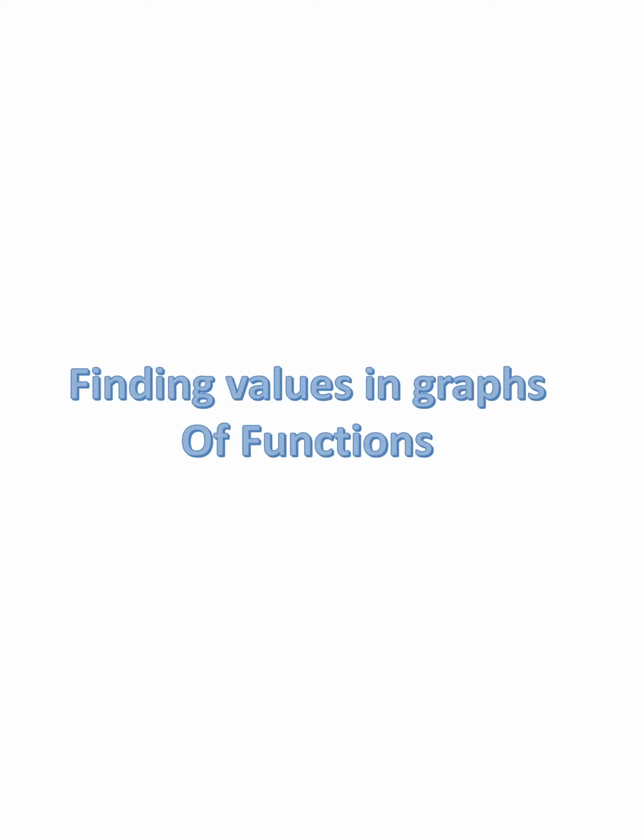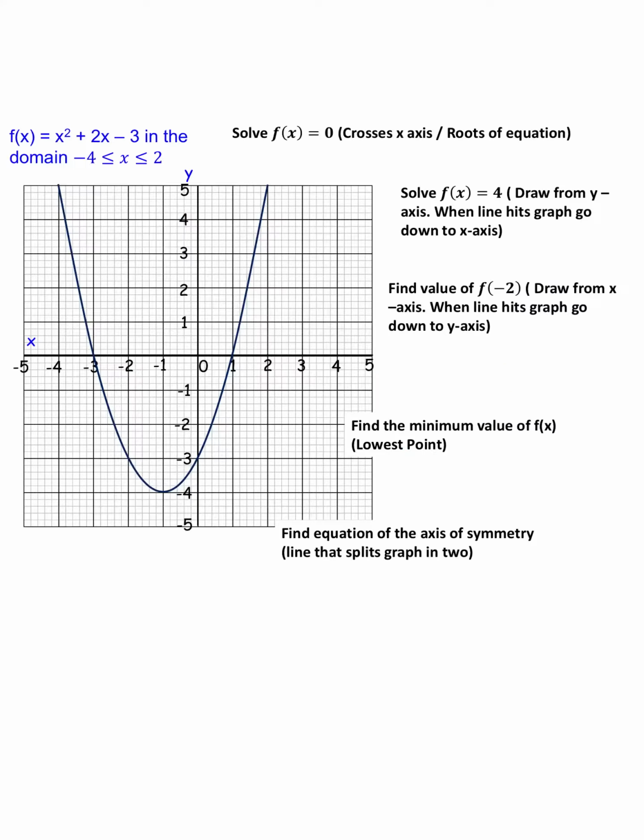In this video, we're going to be looking at finding values in graphs of functions. So in this question, we have the function f of x equals x squared plus 2x minus 3 in the domain from minus 4 to 2. You can see the graph of this quadratic here below. So we have various questions that come with this question. First one there, solve f of x equal to 0.